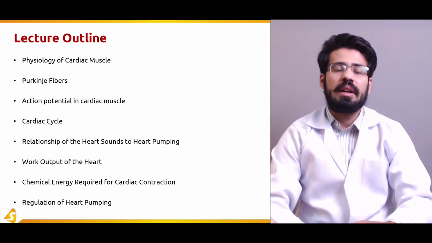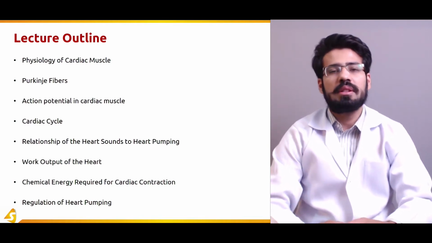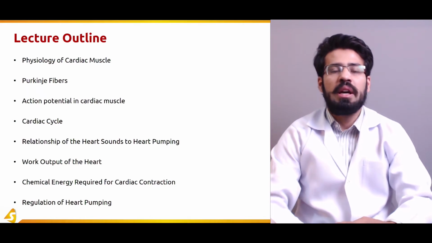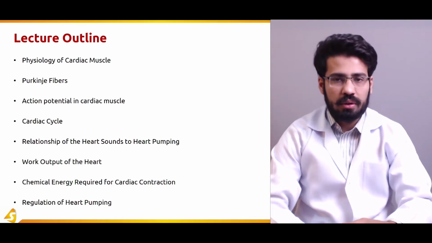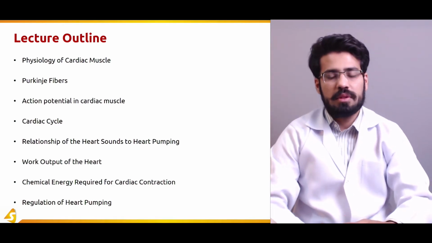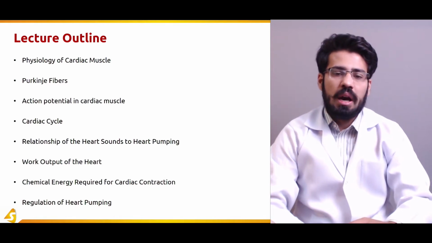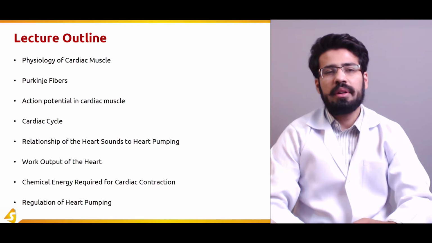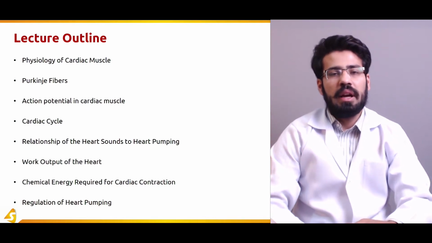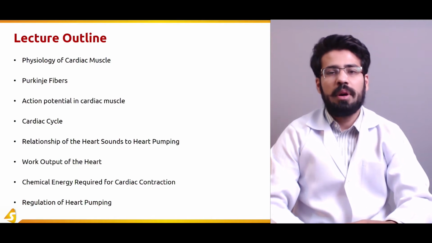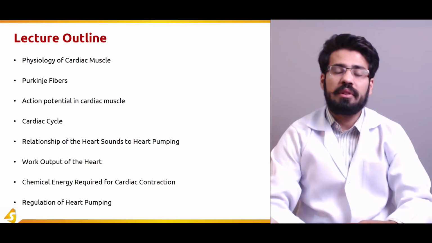This would be followed by the relationship of the heart sounds to the heart pumping, and we are going to discuss in detail what happens in case of irregular heart pumping and how to distinguish all of those pumping irregularities from the sounds. We are going to discuss in detail the work output of the heart, and how the heart uses the energy and from where the energy comes for the pumping of the heart. We are going to discuss in detail the chemical energy required for the cardiac contraction.